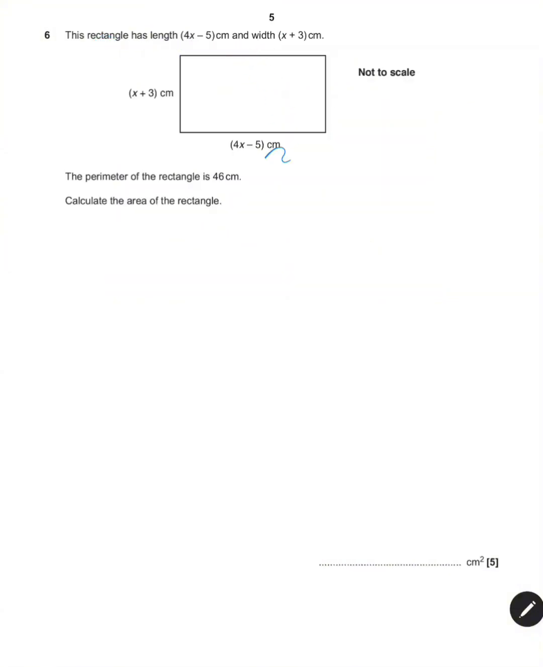Question 6, we're looking at a rectangle. We've got algebraic measurements on there, and we're told that the perimeter is 46. So we know that all 4 sides added together comes to 46. So don't miss out the sides that aren't included. If that's 4x minus 5, that's 4x minus 5. And if this is x plus 3, this is x plus 3. And the perimeter is all these added together. So I'm just going to write that down.